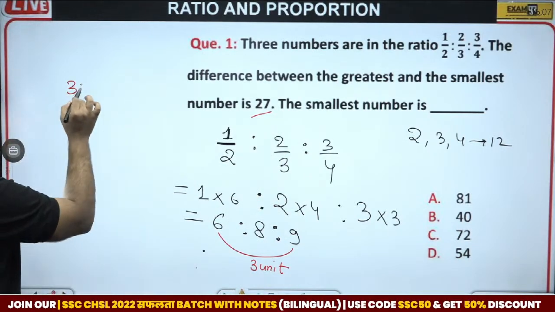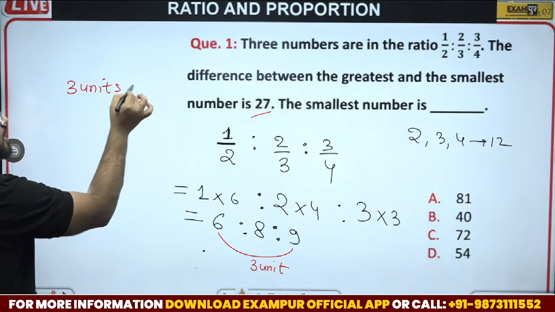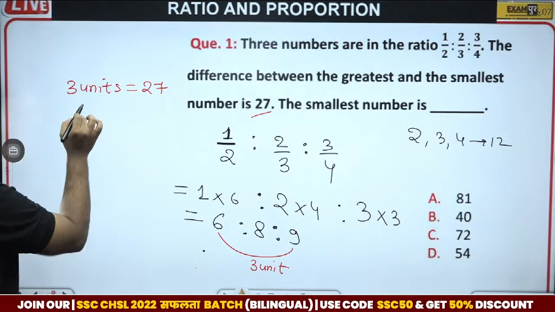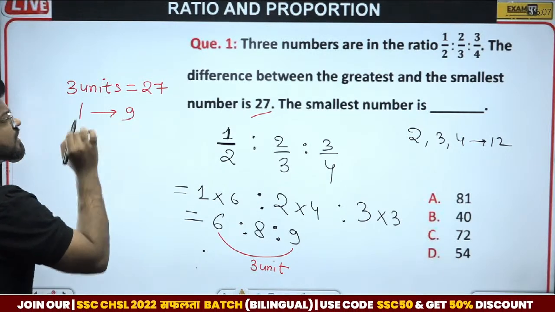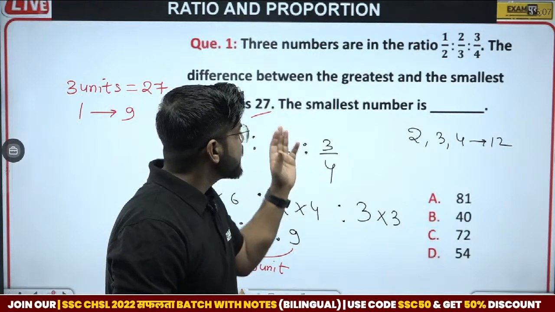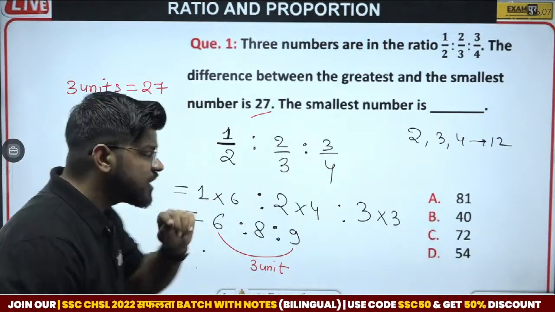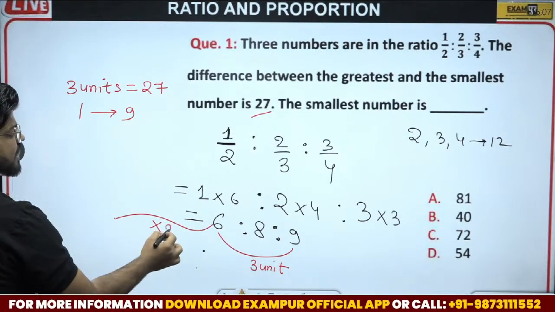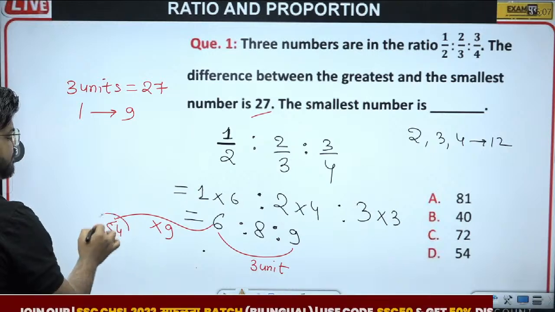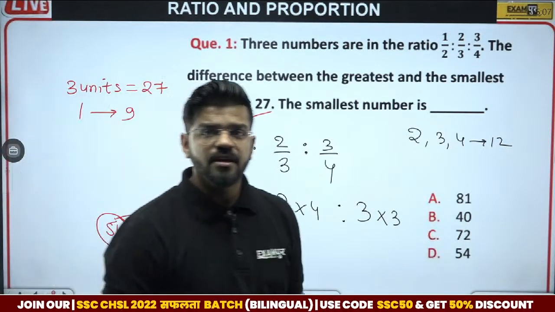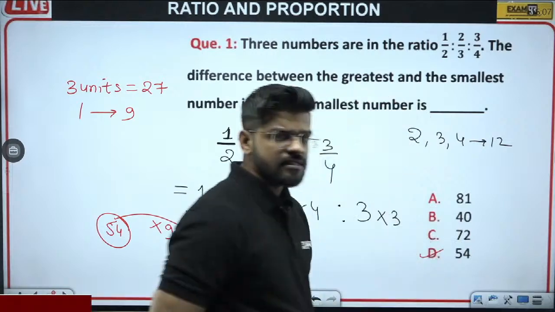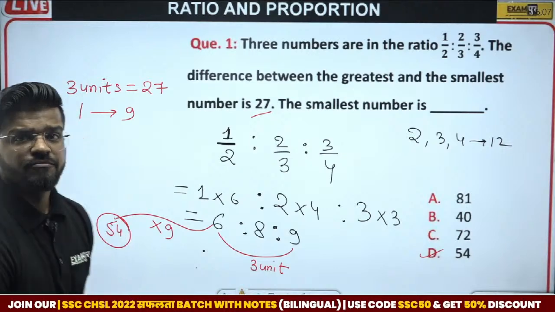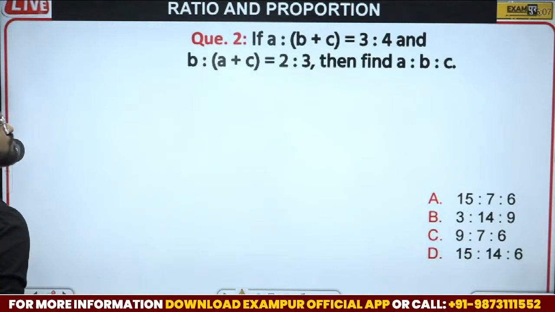So 3 units is equal to 27. Very good. So 1 unit is equal to 9. What I have to calculate is the smallest number, and the smallest number is 6. So I just have to multiply that by 9 and my answer is 54. So the answer is 54. That is option D. I hope it is clear to you. Very good. Let's move on to the next question.